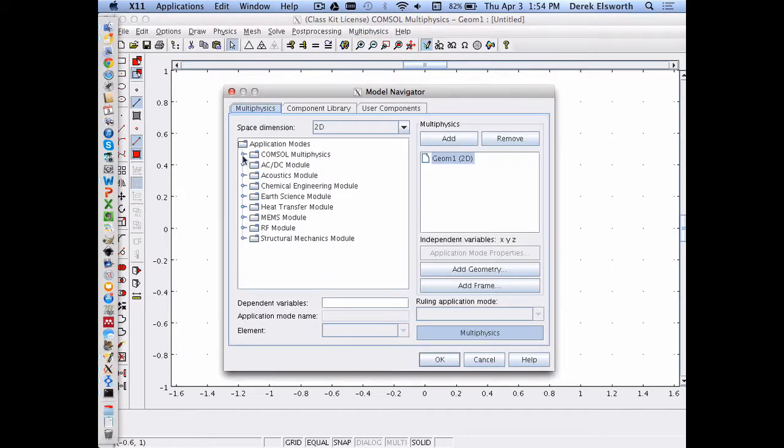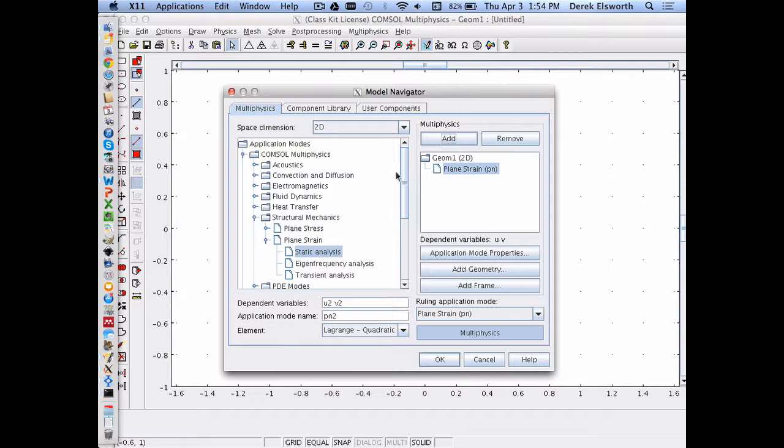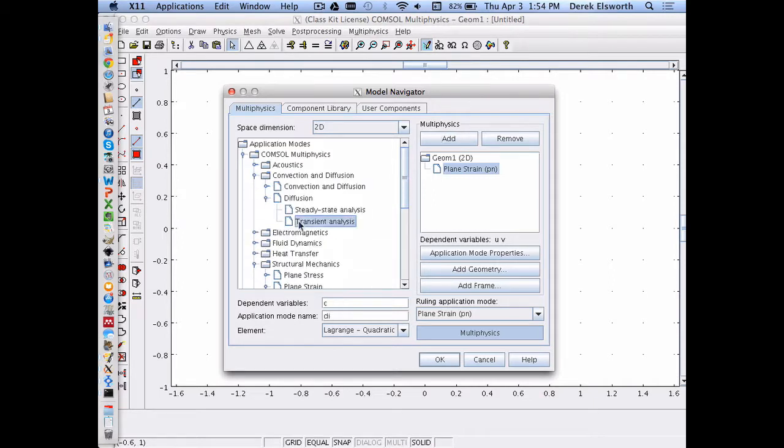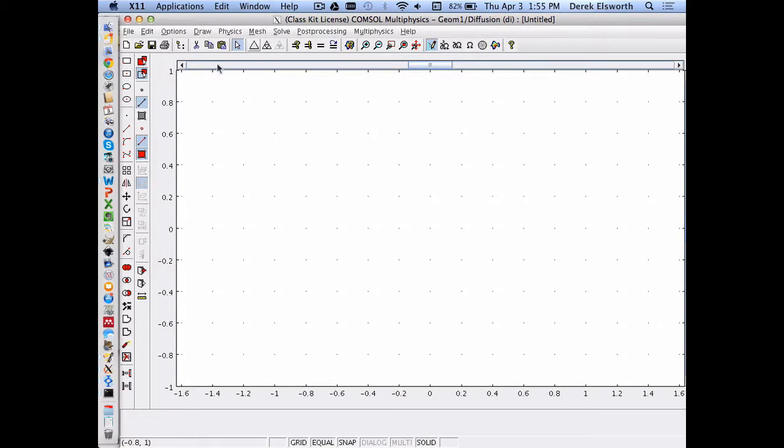Didn't like us, so we'll go back here. We'll go back to these components: structural mechanics, plane strain, static analysis. Let's add it. I'm not going to do flow analysis. I'm going to do, we tried doing this last time, didn't we? So I'm going to use the diffusion equation, and I'm going to use this transient behavior. I'm going to make myself a little geometry. Let's make it start off from 0, 0 to 1, 1.